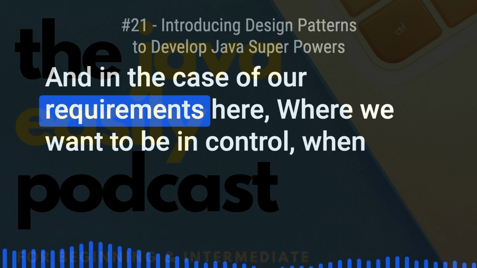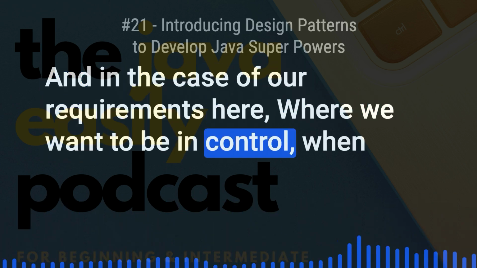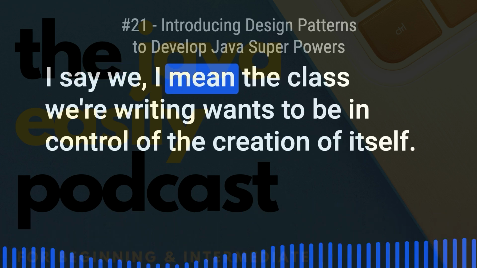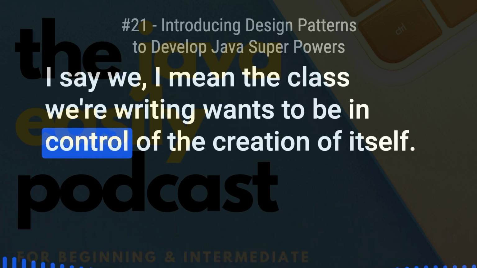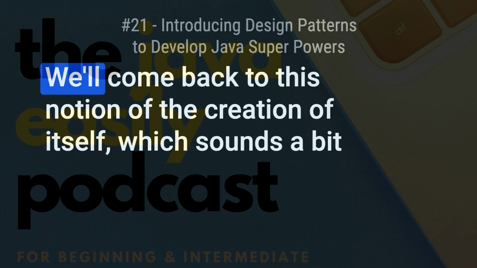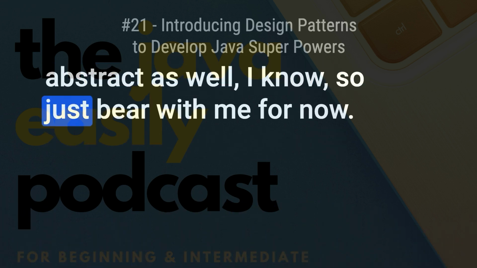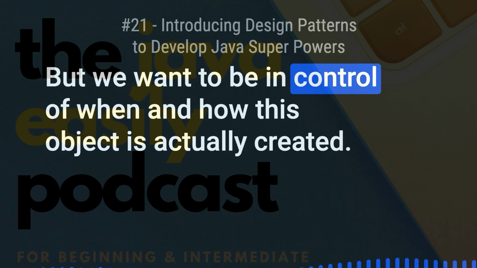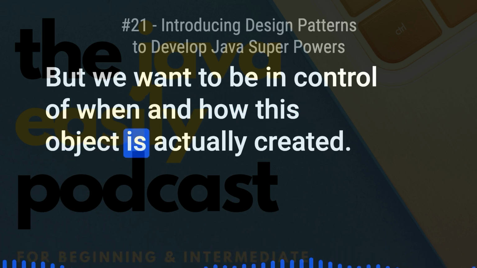And in the case of our requirements here, where we want to be in control, when I say we, I mean the class we're writing wants to be in control of the creation of itself. We'll come back to this notion of the creation of itself, which sounds a bit abstract as well, I know, so just bear with me for now. But we want to be in control of when and how this object is actually created.